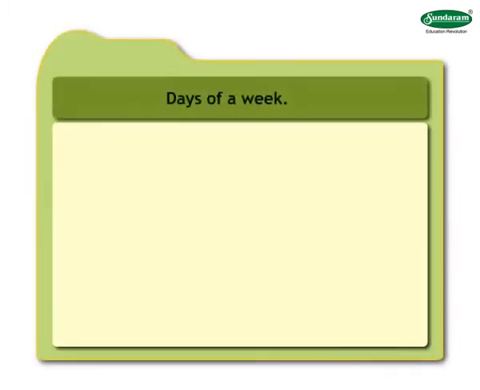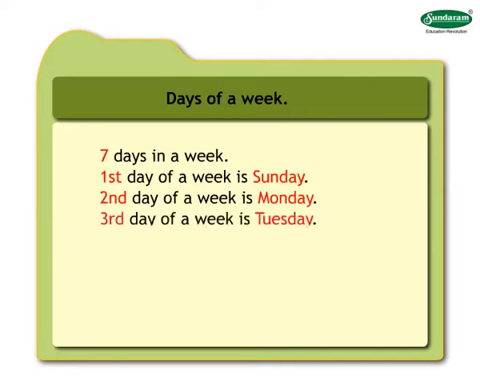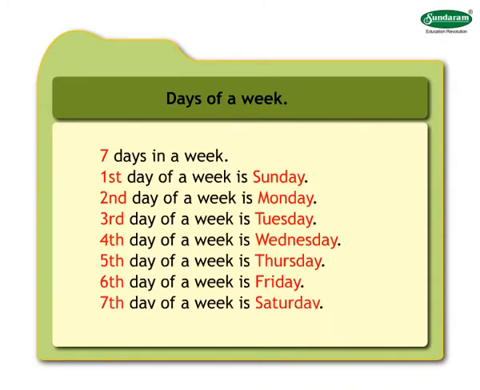Let us first revise the days of a week. There are 7 days in a week. The first day of a week is Sunday. The second day of a week is Monday. The third day of a week is Tuesday. The fourth day of a week is Wednesday. The fifth day of a week is Thursday. The sixth day of a week is Friday. And the seventh day of a week is Saturday.